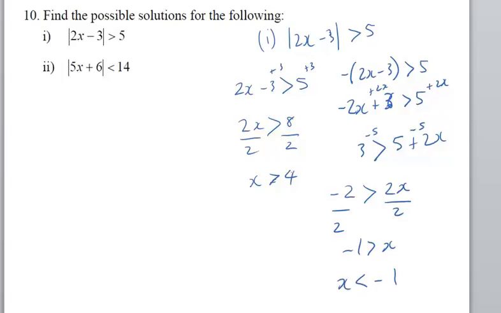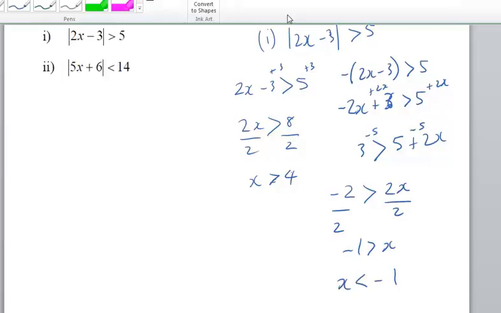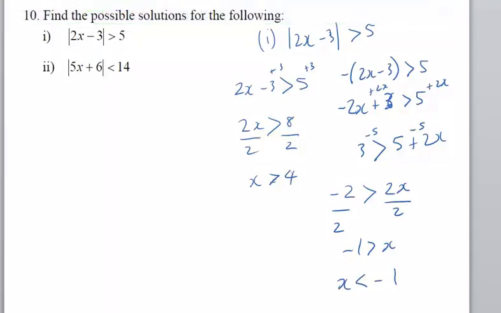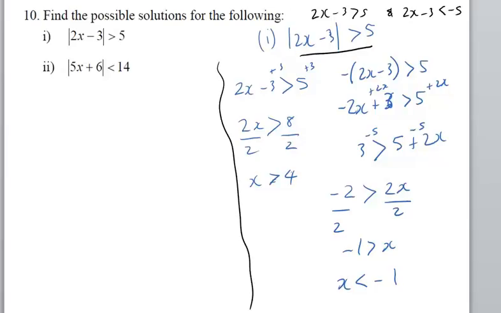The other method is, instead of moving everything over, we go straight from this stage to two equations where we have 2x minus 3 is greater than 5, and we say, well, here 2x minus 3 is less than negative 5. So our two ways of going about this.